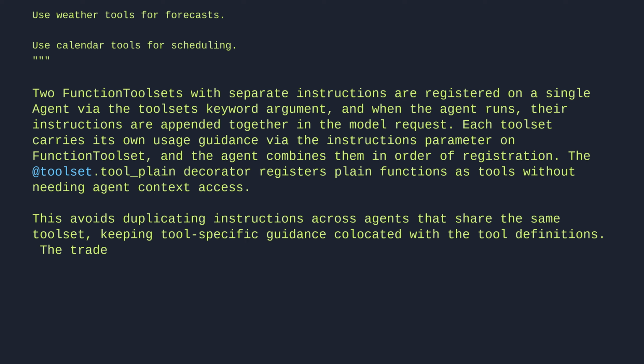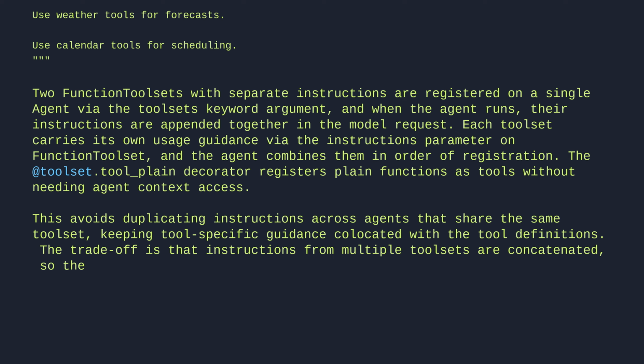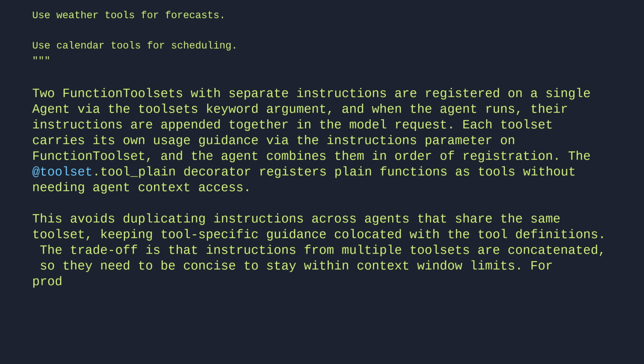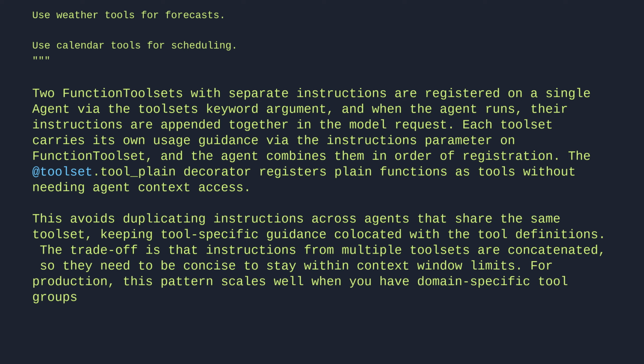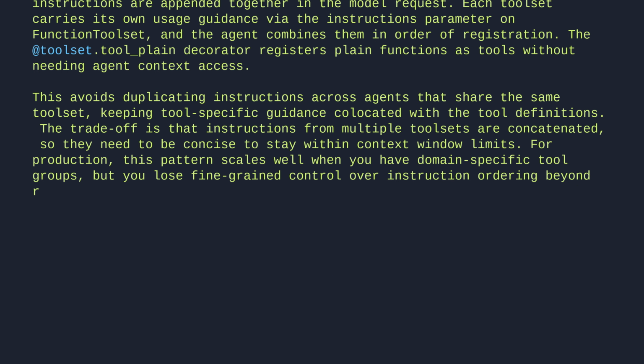The trade-off is that instructions from multiple toolsets are concatenated, so they need to be concise to stay within context window limits. For production, this pattern scales well when you have domain-specific tool groups, but you lose fine-grained control over instruction ordering beyond registration order. Let's break it down.